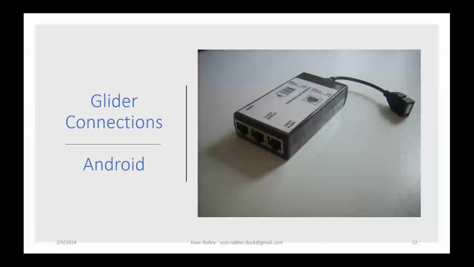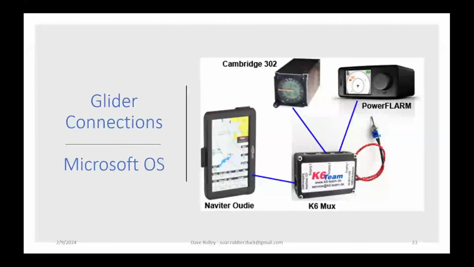This thing comes as a kit from a little company called Soartronic. So spell it the way it just sounded and look for them on Facebook, and that'll give you a link to their website and all of that kind of stuff. The other one is if we're using a device that's not USB based, but is serial port based, like a Navitaire Odie. There's things like the K6 MUX, which would allow it to talk to a 302 or to a FLARM or that kind of thing. Okay. So that's if we really needed to have some kind of connection.